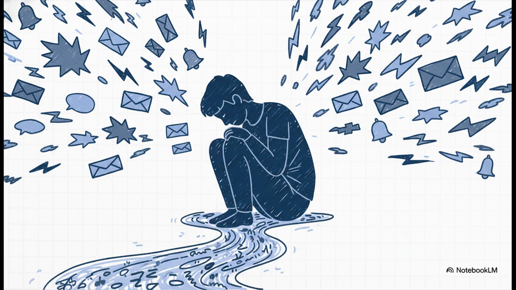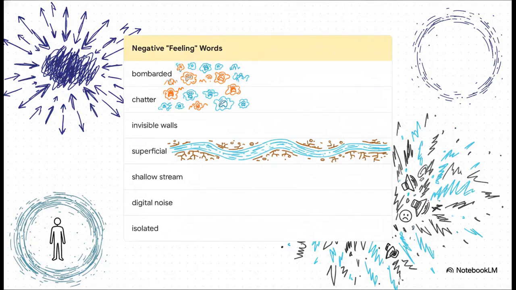In our hyper-connected world, we are constantly bombarded with notifications and digital chatter. How do those words feel to you? Positive? Negative? Something else? Okay, now let's pull out those words with some real emotional weight. We've got bombarded, chatter, shallow stream, digital noise, isolated. Oh, when you line them all up like this, the author's perspective becomes crystal clear, doesn't it? They're not just describing technology, they're showing us they're really worried about it.